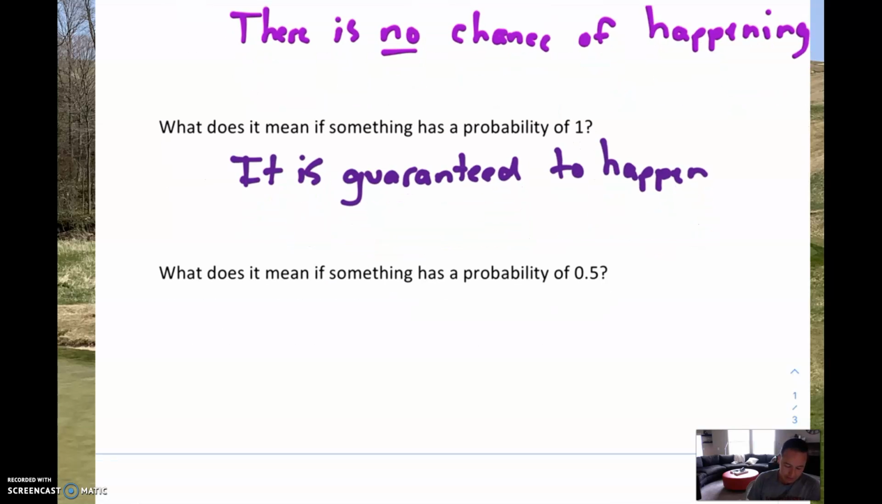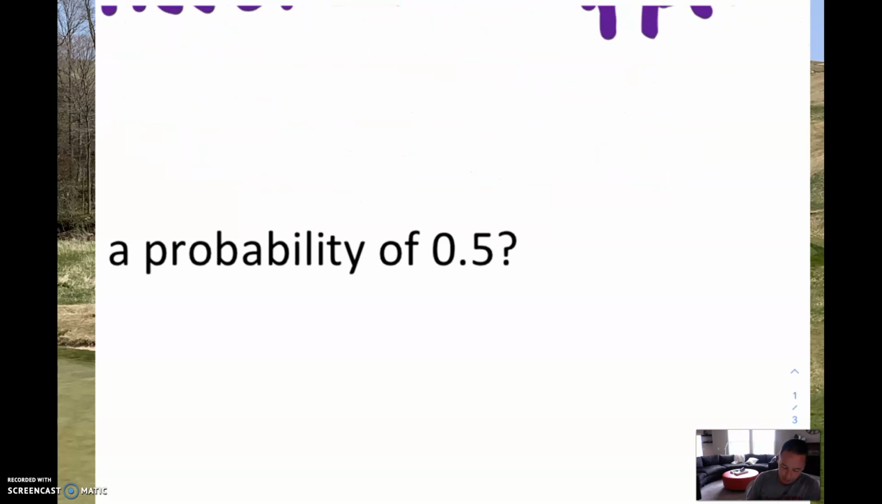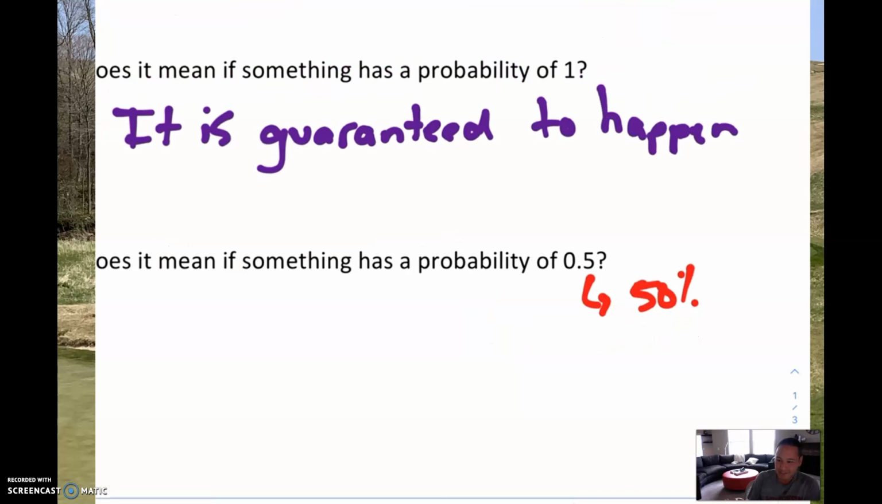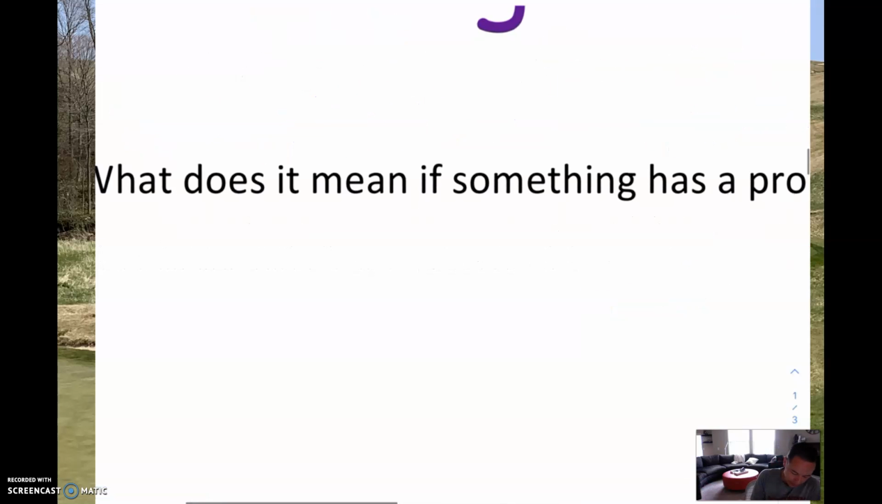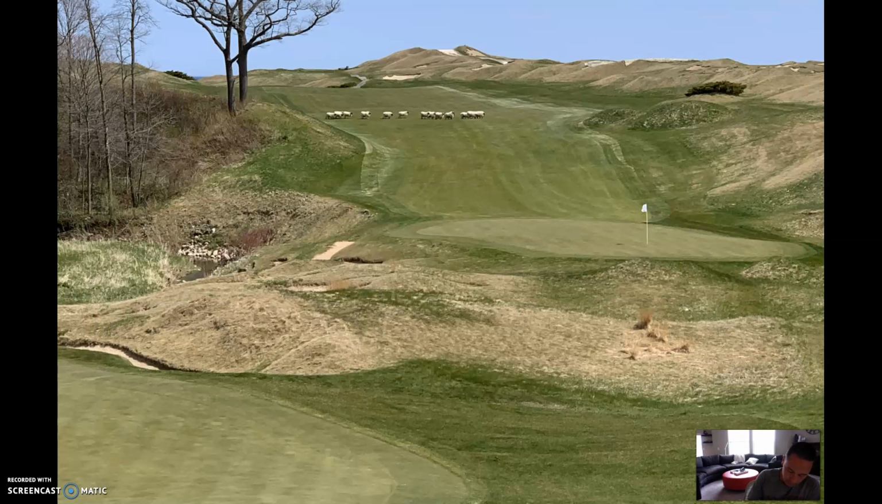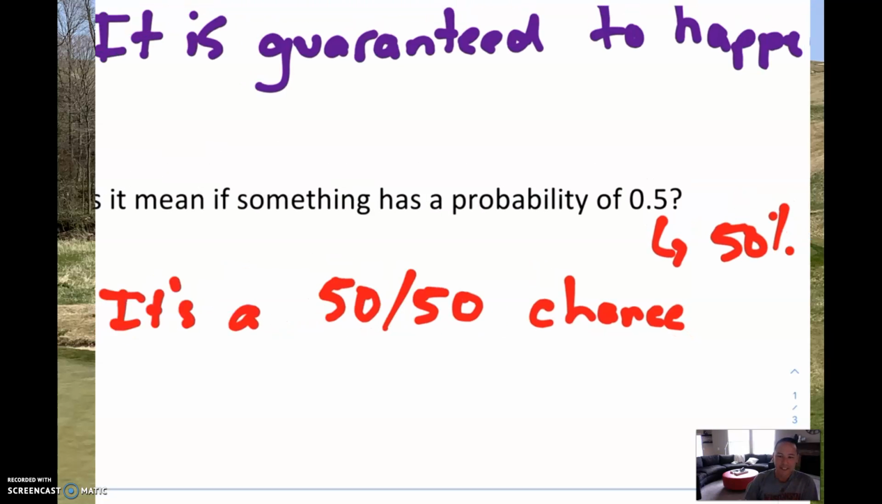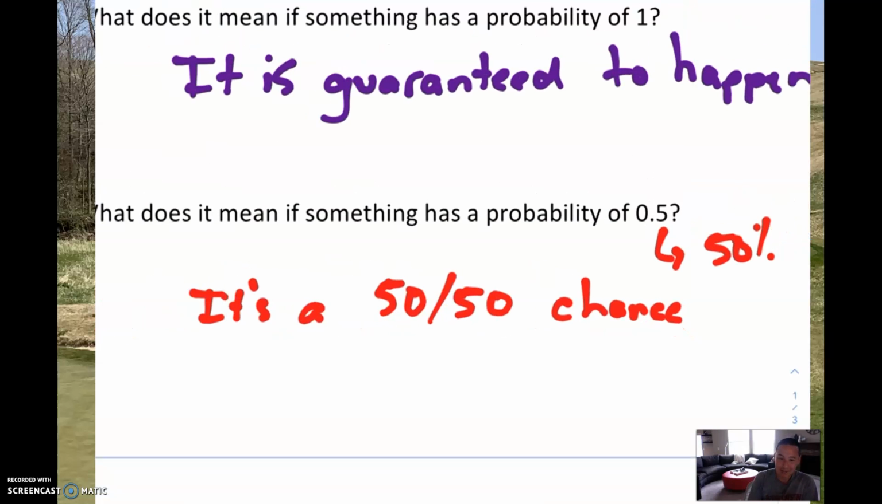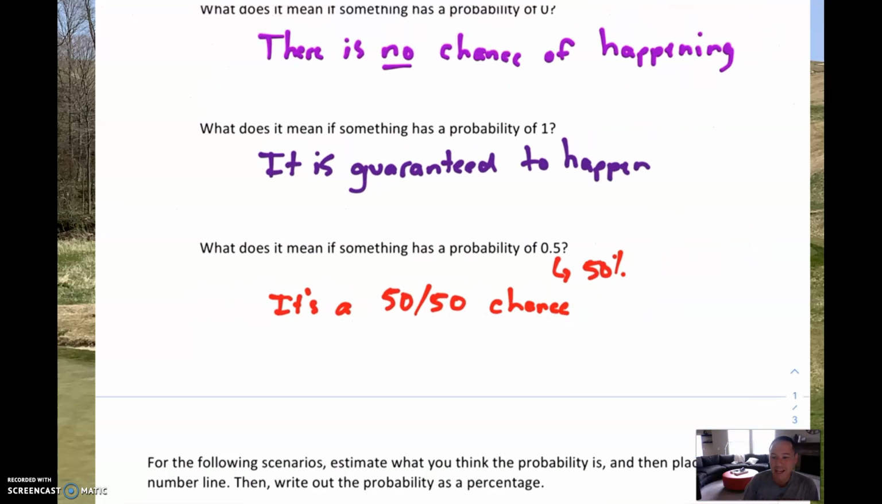And lastly, what does it mean if something has a probability of 0.5? Remember, 0.5 as a percentage is 50%. What that means is it's basically a coin flip. It's equally likely that it happens or doesn't happen. So I'm going to say it's a 50-50 chance. That phrase, 50-50 chance, is because there's a 50% chance that it happens and a 50% chance that it does not happen.